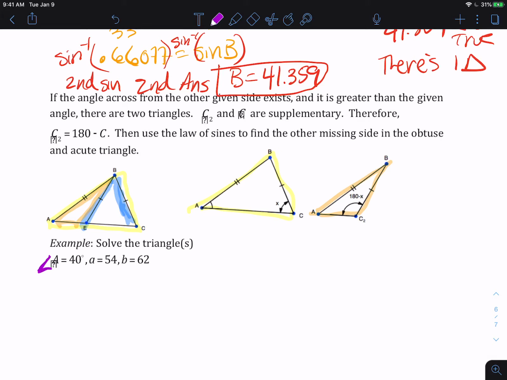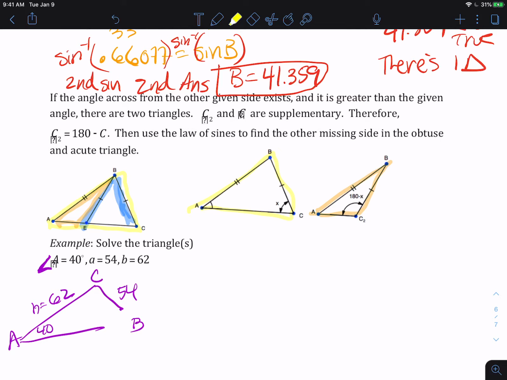So this was supposed to be an angle measurement like that. So I'm going to draw 40 degrees. Again, I'm just estimating. I'm just making it cute, nothing fancy. Across from angle A is side A, so 54. And then side B is 62. Okay? So if I find this angle, this was B, so that means this side has to be B, which means that angle is C.